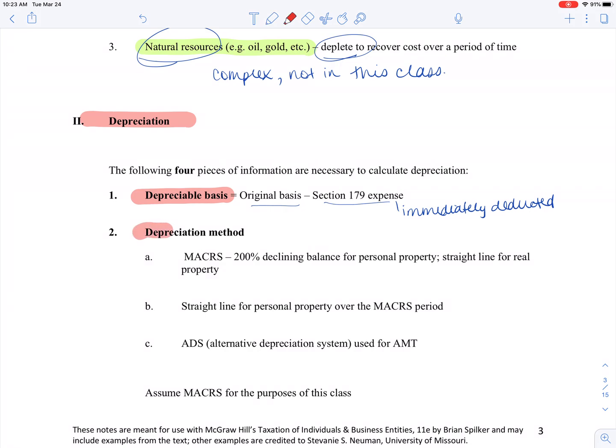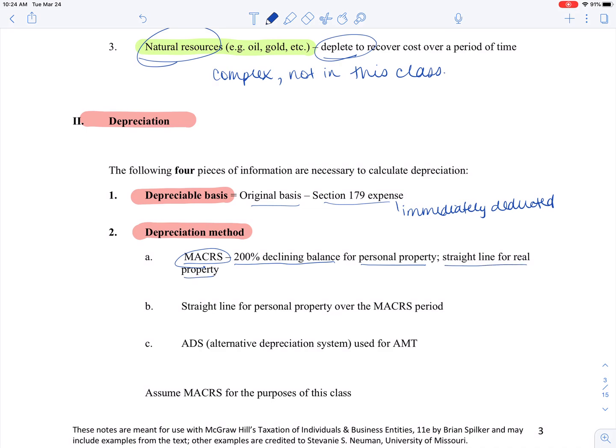All right, next we need to know the depreciation method. We call MACRS our most common method. It's basically 200% declining balance. So remember when you learned double declining balance for financial accounting purposes, that's what we're using for tax purposes most of the time. So we use 200% declining balance for personal property, and then we use straight line for real property.